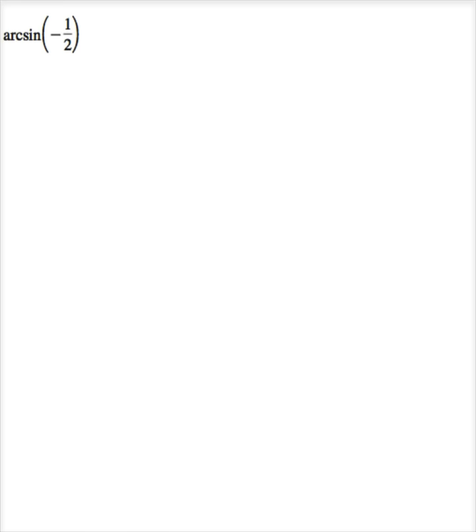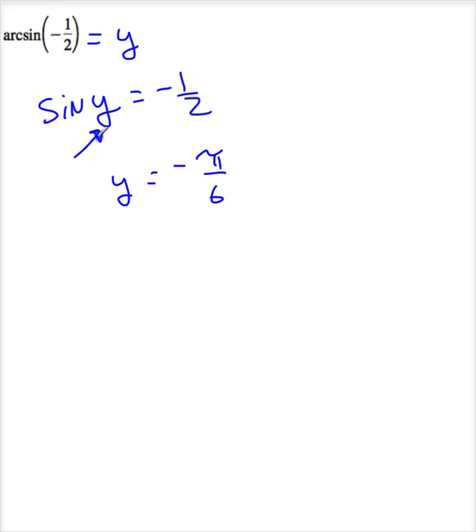Now, how would I go about finding the arcsine of an angle? Arcsine of -1/2 equals y literally means that the sine of y is equal to -1/2. What angle do we know has a sine of -1/2? Well, of course, minus pi over 6. This is an angle, and so you have to remember that.